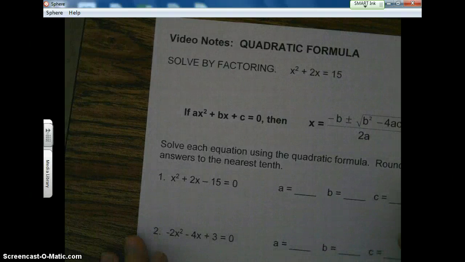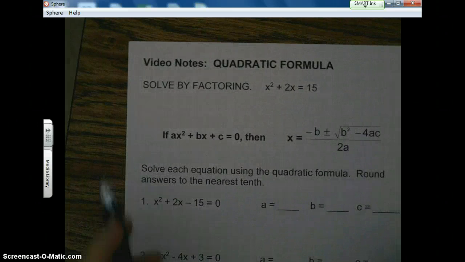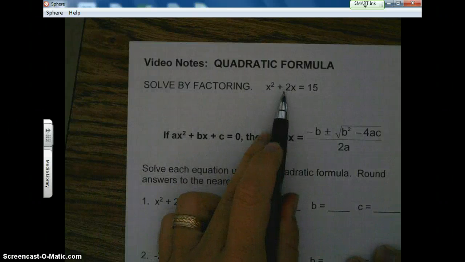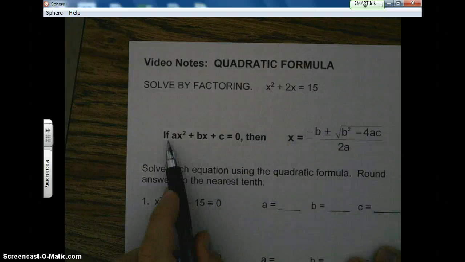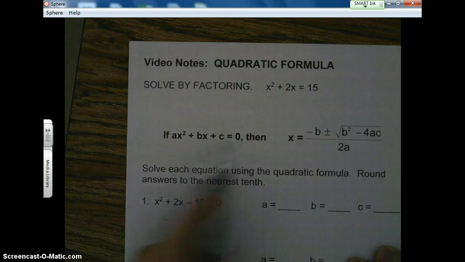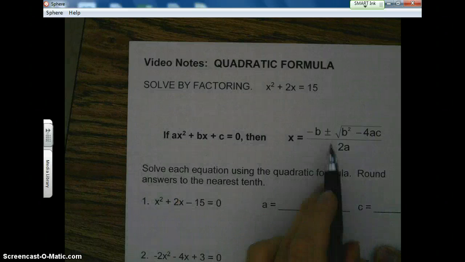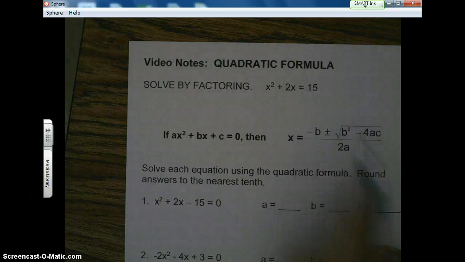Looking at the quadratic formula tonight. So to use the quadratic formula, the first thing you need to do is put your equation in standard form and set the equation equal to 0. So as you can see here, here's standard form equal to 0. After that, we're going to plug in the numbers into this formula. It's called the quadratic formula.